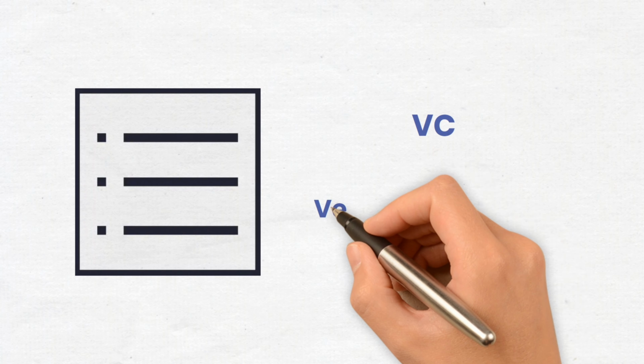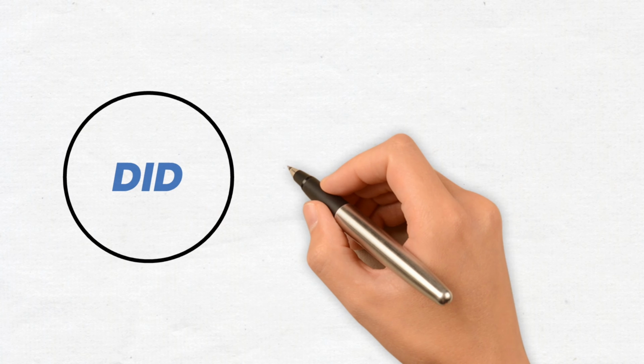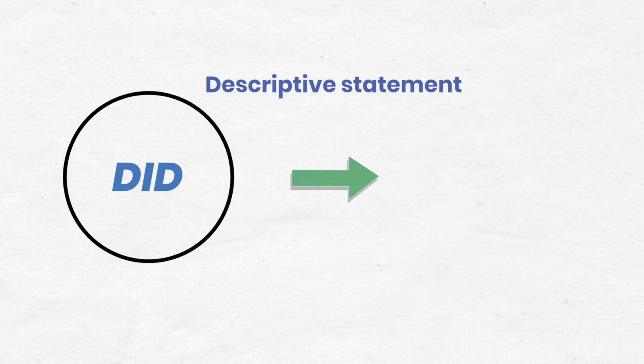VC is short for Verifiable Credential. It is a descriptive statement issued by a DID to endorse certain attributes of another DID. VCs can be used to prove the identity, capability, qualification, etc. of the DID subject. Generally speaking, a VC is a type of digital certificate issued by a trusted organization, such as a DAO, a government system, or a commercial organization, to its users or partners.